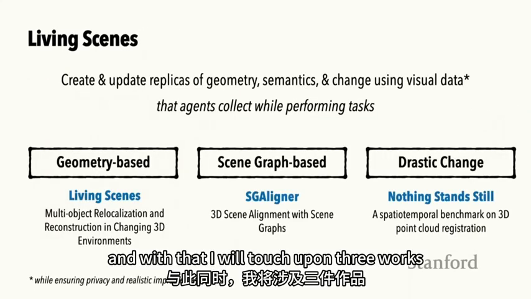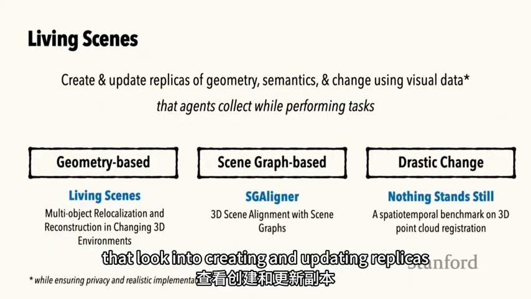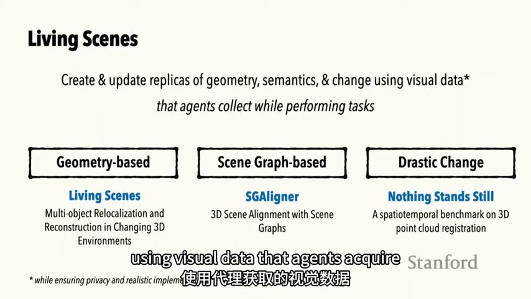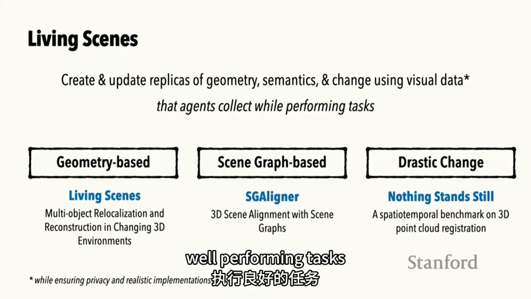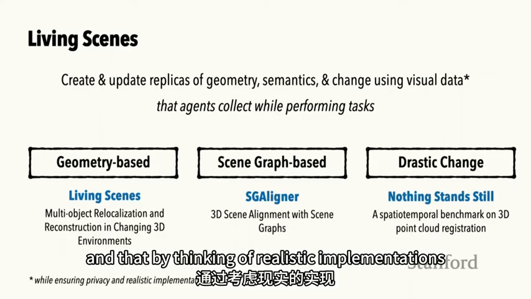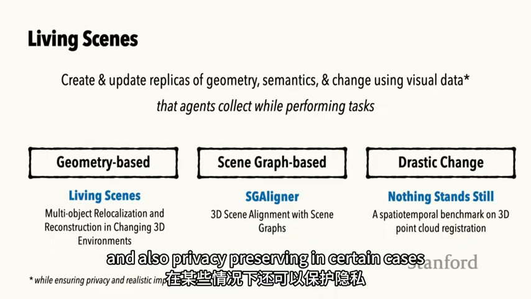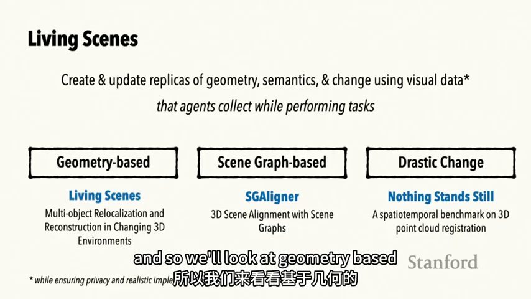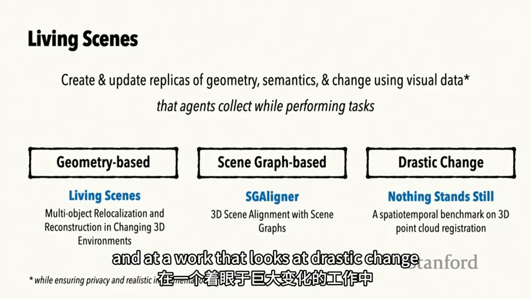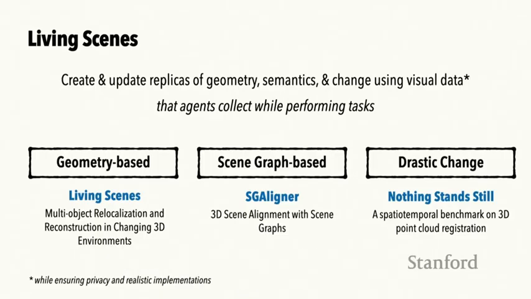With that, I will touch upon 3 works that look into creating and updating replicas of geometry and semantics using visual data that agents acquire while performing tasks, thinking of realistic implementations and also privacy preserving in certain cases. We'll look at geometry-based, scene graph-based, and at a work that looks at drastic change.